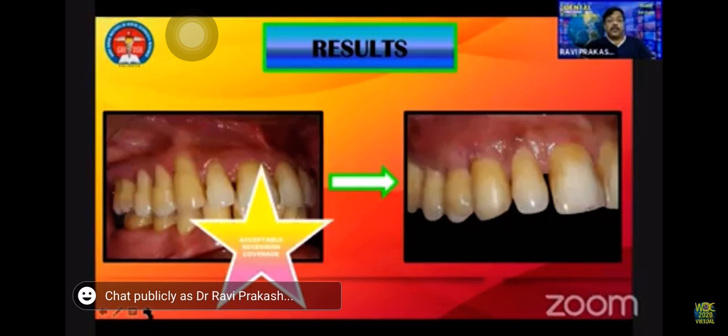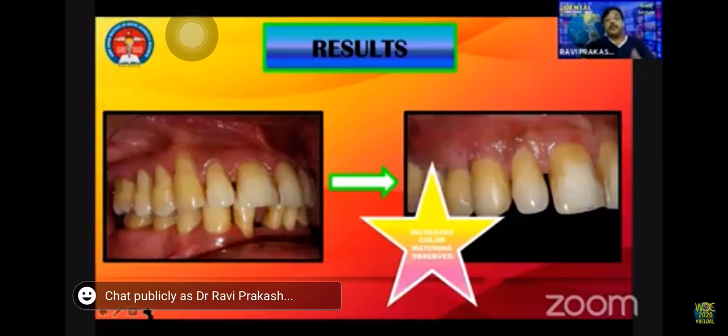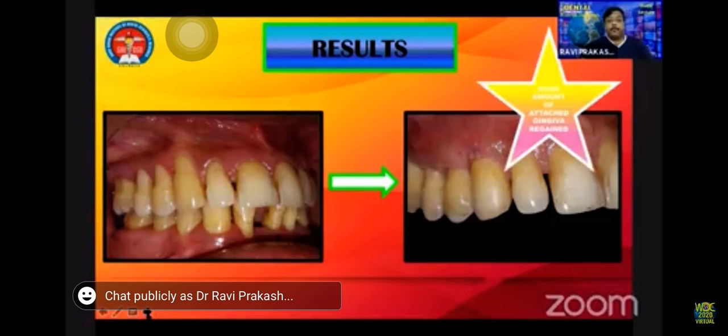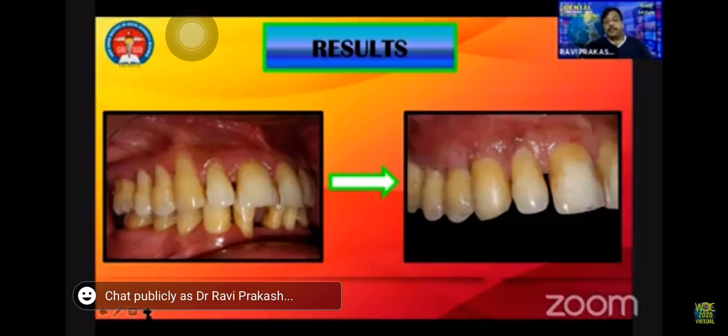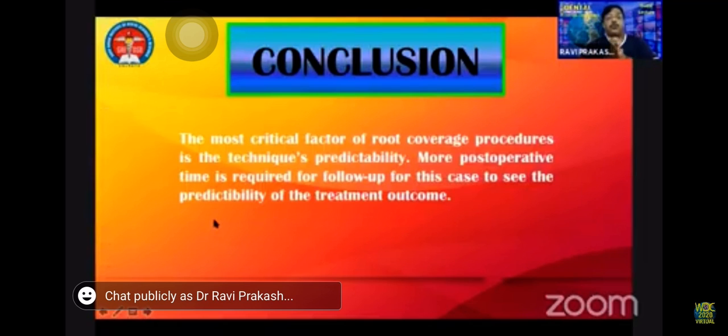So healing was satisfactory, acceptable root coverage was there, and there was an increased color match. Whenever the connective tissue graft is used in the coverage of the root surface, there will be increased color matching and a good amount of attached gingiva; it is regained. So coming to the conclusion of my case report, the most critical factor of root coverage procedures is the technique's predictability. More post-operative time is required for follow-up of this case to see the predictability of the treatment outcome.